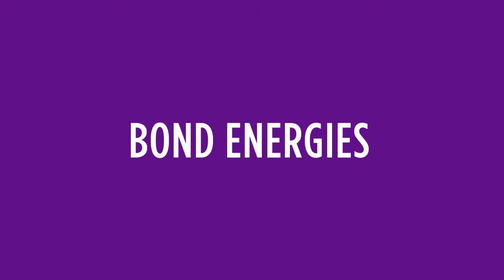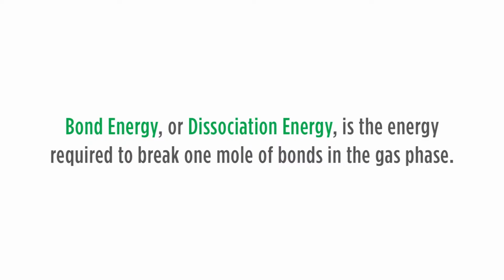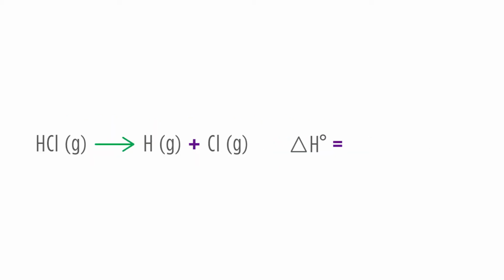In this video, we're going to look at bond energies. Bond energy, or dissociation energy, is the energy required to break 1 mole of bonds in the gas phase. If we look at hydrogen chloride in the gas phase, if we dissociated hydrogen chloride into hydrogen and chlorine, we get an enthalpy of plus 431 kilojoules.